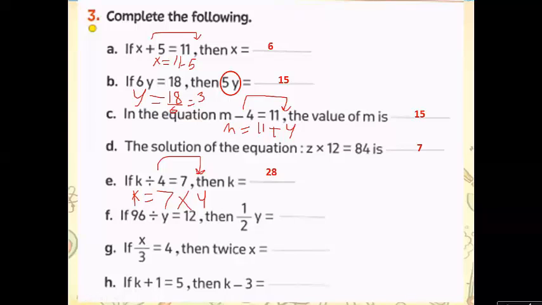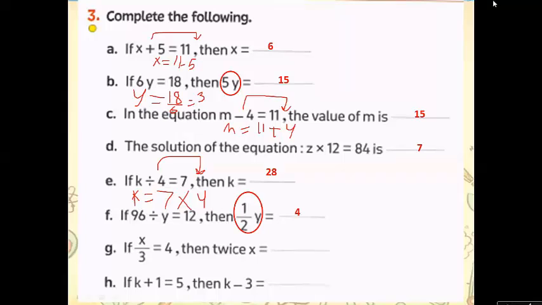If 96 divided by y equals 12, in this question we will make it 96 divided by 12. In this case, we will never convert or change the sign. 96 divided by 12 equals 8. Then half y. He asked me for half y. Half of 8 is 4.